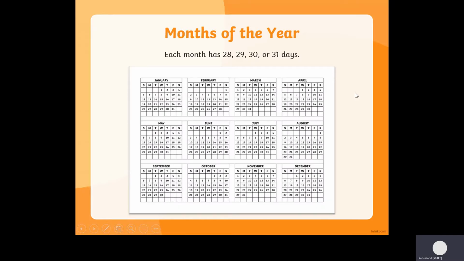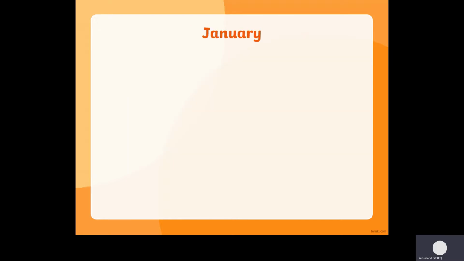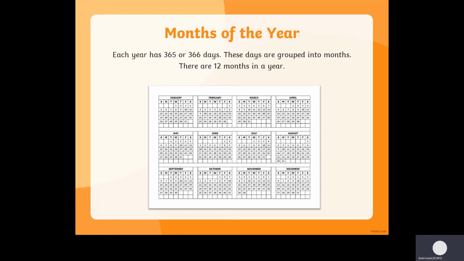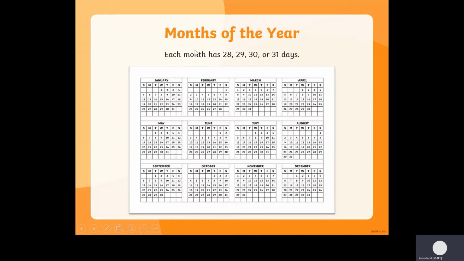So each month has either 28, 29, 30 or 31 days. If we have a look, February, you can see here, has 28 days. Sometimes it has 29 days. That's called a leap year, which happens every 4 years. Which is why, if we go back to the last slide, we said there are 365 or 366 days. So on a leap year, there are 366 days.